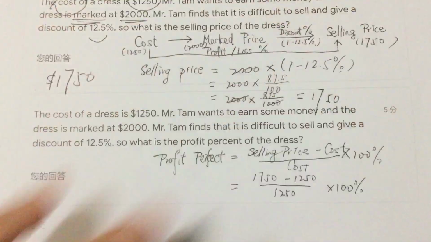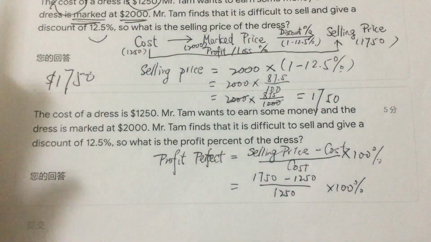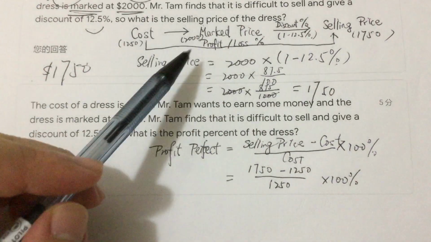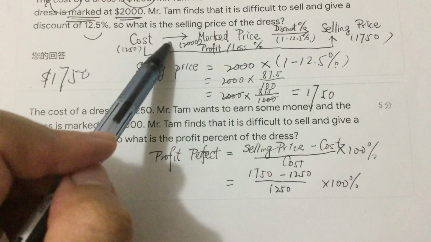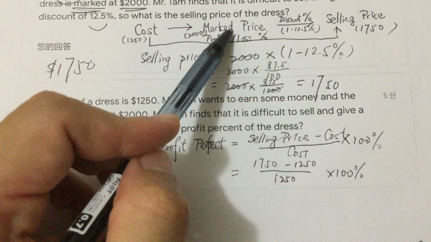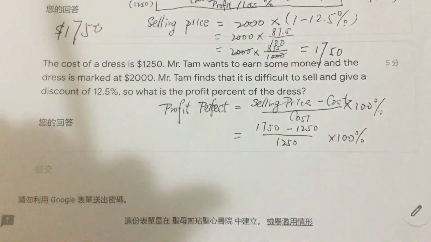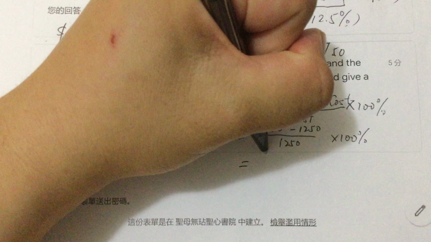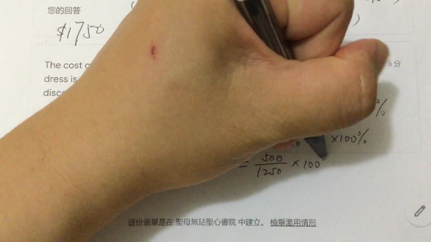So you can see we can solve the problem every time like this. Please follow the trend of this and fill in the blanks and you will solve the problem easily. Every time this arrow we can calculate it, this arrow we can calculate. Most of the time we cannot calculate this. Sometimes we have the selling price and find the mark price, we will use the unknown. At the same time, we have the selling price minus the cost, we will have the unknown also. So this one, we have 500 over 1,250 times 100%.